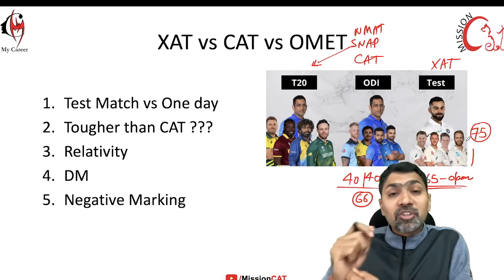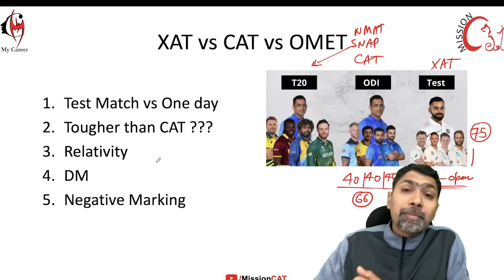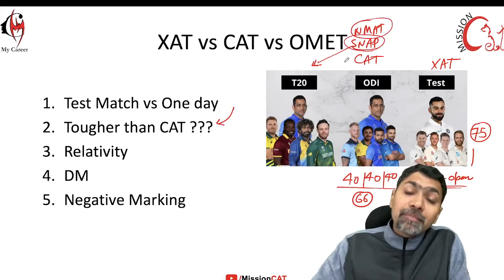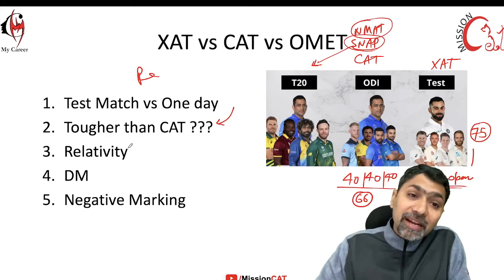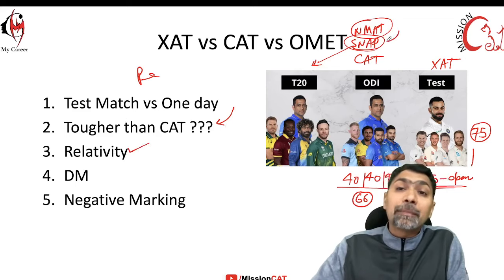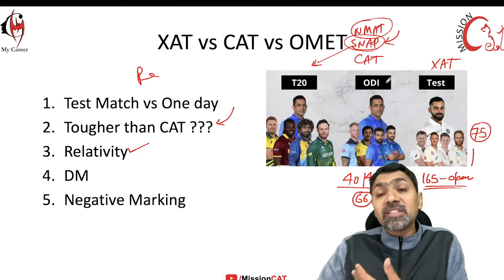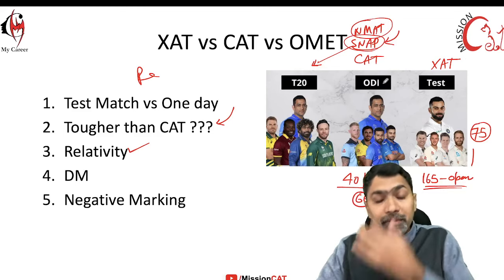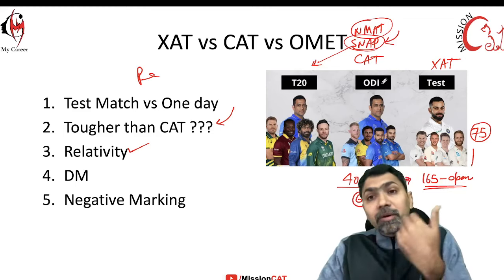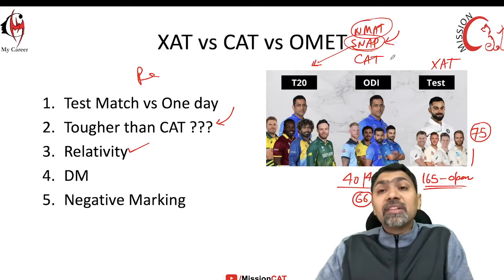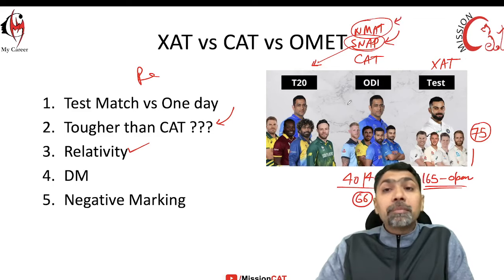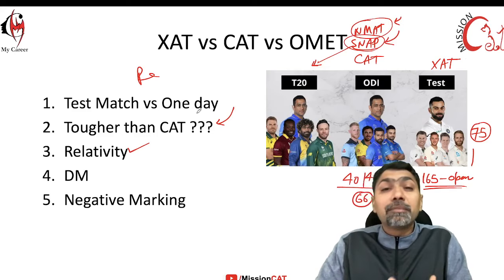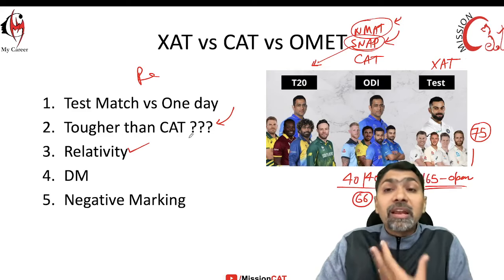Second thing: is it tougher than CAT? See, competitive exams, either NMAT or SNAP, are all relative grading examinations. So you say, sir, SNAP is easier than CAT. Yes, it is easier, but the competition remains the same. No doubt the number of people that appear for SNAP is much lesser than CAT. At the same time, NMAT also, but as far as the exam being tough or easy, it doesn't make much sense, because you feel like you're doing good.